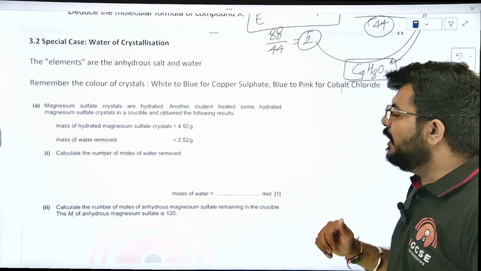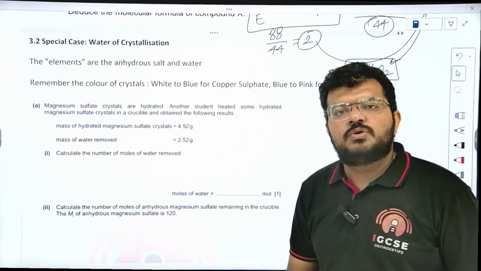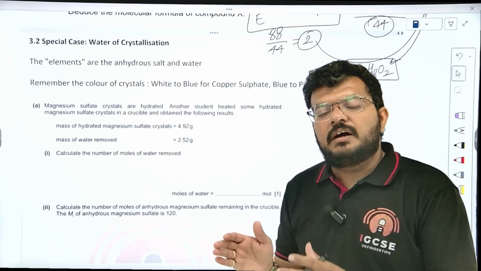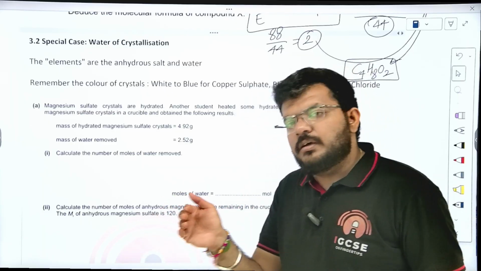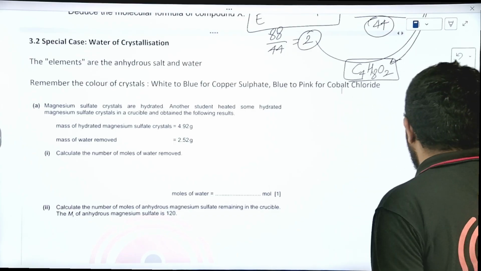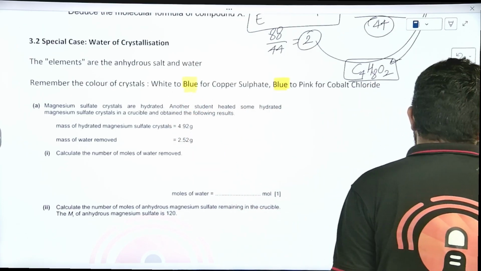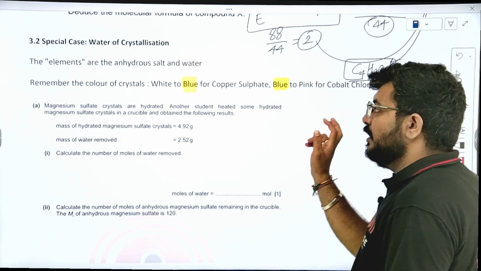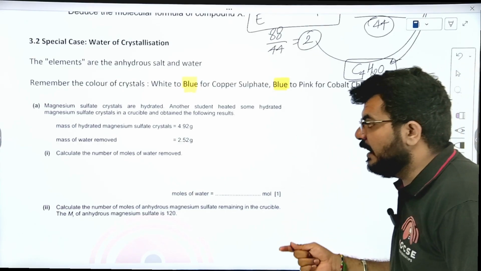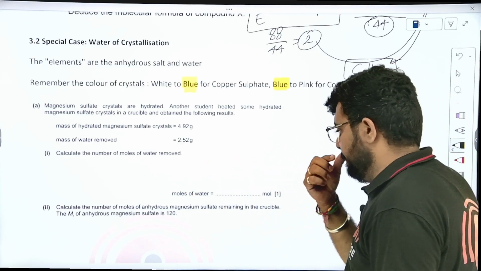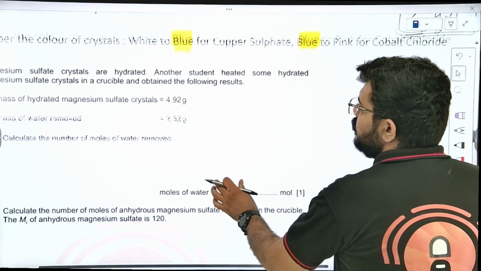Similarly, for cobalt, blue is anhydrous, pink is hydrated. So if you go on heating a hydrated cobalt salt, it will go from pink to blue. Here you can consider blue as the linking part where you will be able to remember this. So copper sulfate is blue when hydrated, cobalt chloride is blue when anhydrous or without water. If that is clear, let us do a question.